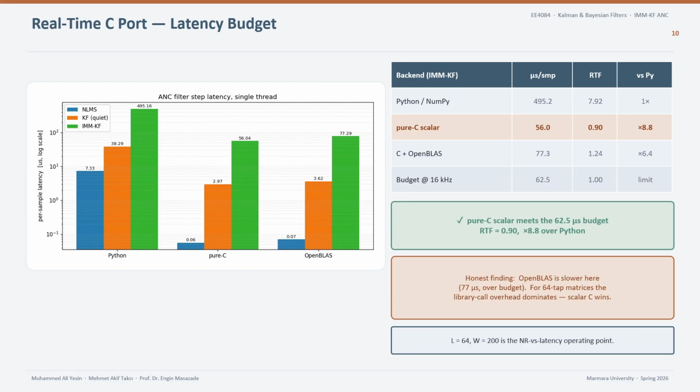And those numbers, 64 taps, a 200 sample window, aren't arbitrary either. They're the knee of the noise reduction versus latency curve from our parameter sweep. More taps buy a little more NR, but eat into exactly this real-time headroom. So 64 and 200 sit at the Pareto optimal points.